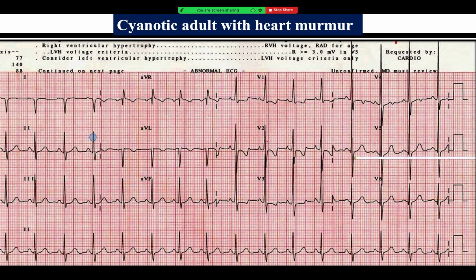There is again sinus rhythm with right axis deviation. P wave seems to be pretty normal, right? And then while looking at the V1, V2, it seems like a right ventricular hypertrophy, yeah? But in V5, V6, is there any Q waves anywhere? Yes. So what is it? PDA with Eisenmengerization.